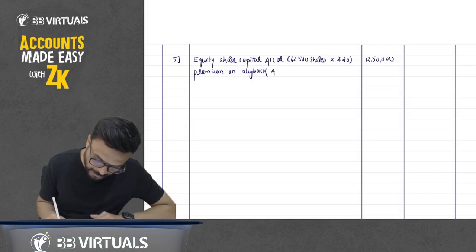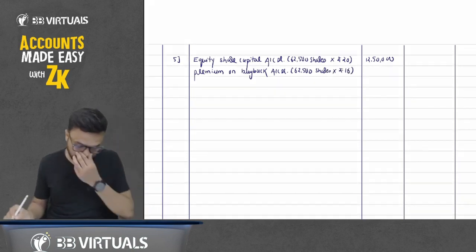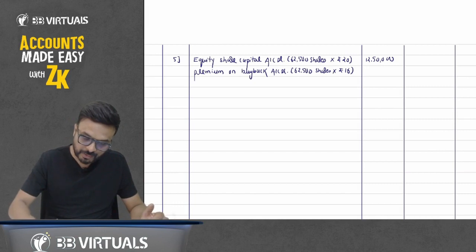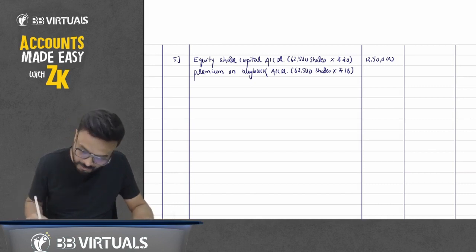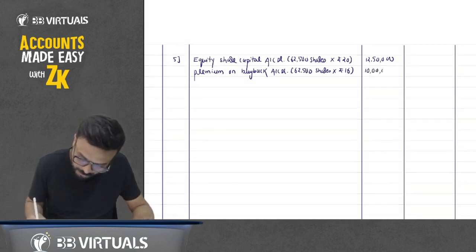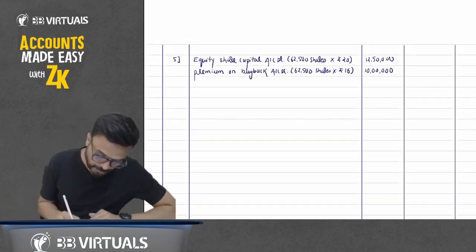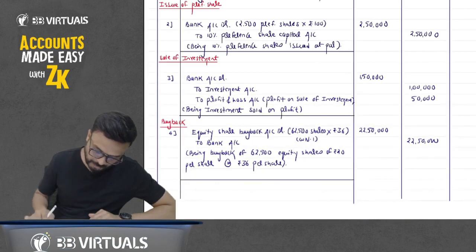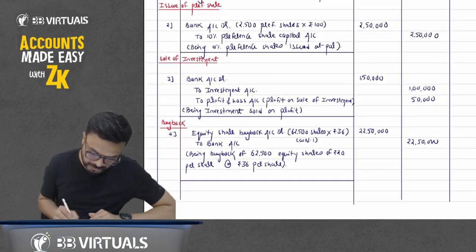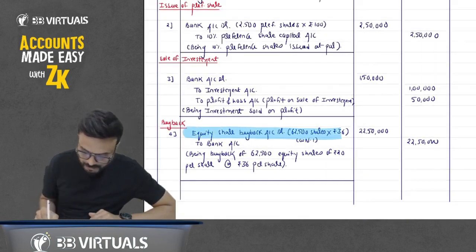Premium on buyback account debit. 62,500 shares multiplied by 16. That comes to how much? 10 lakh rupees. You have purchased your shares, so you have debited here equity share buyback account.